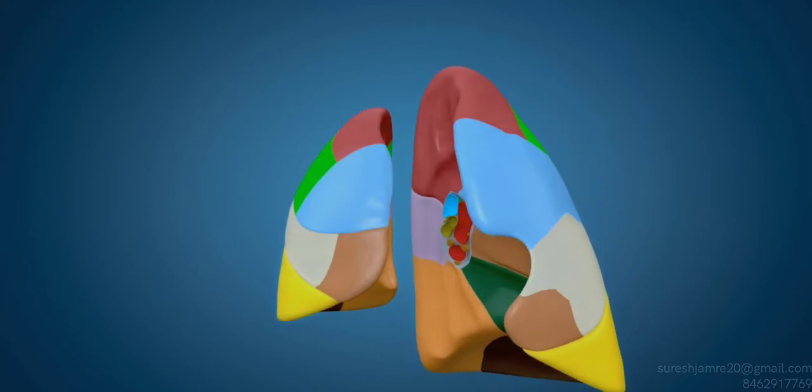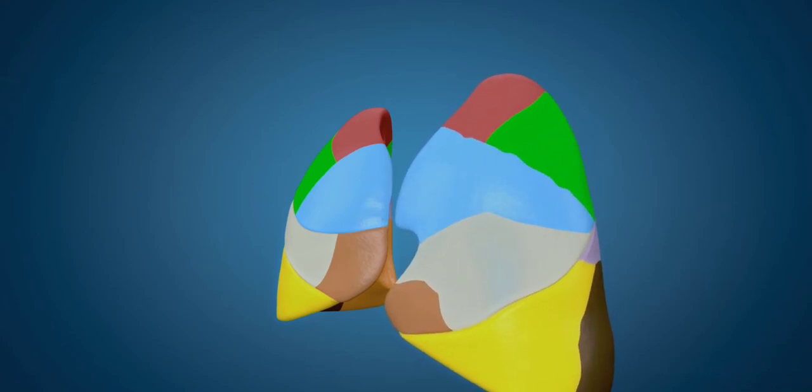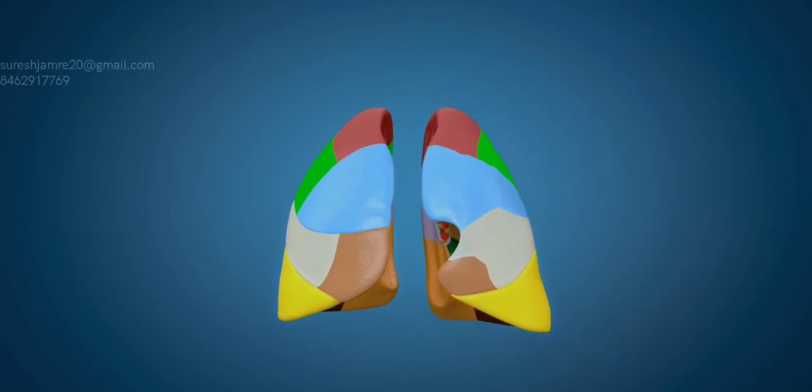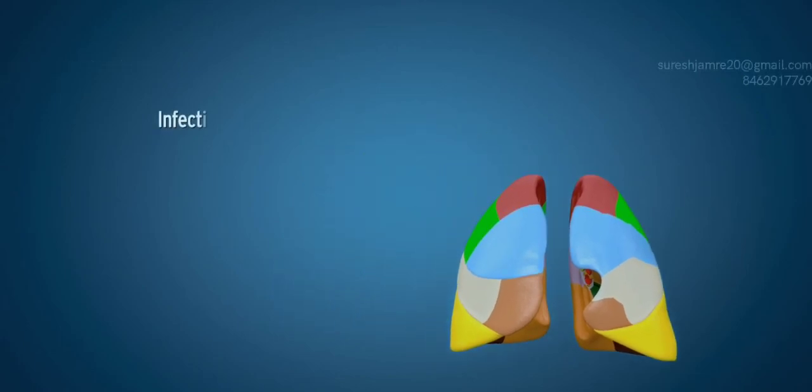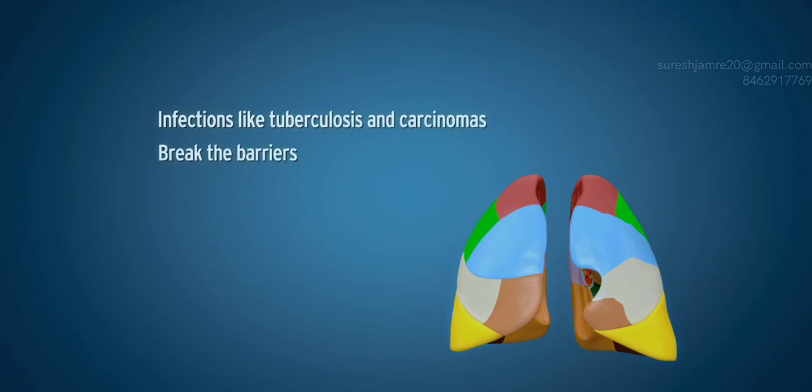Usually, the infection of the bronchopulmonary segment gets restricted to one particular segment. This can be used for segmental resection of the lung. However, it should be remembered that some infections like tuberculosis and carcinomas of lung break the barriers and spread to adjacent bronchopulmonary segments.